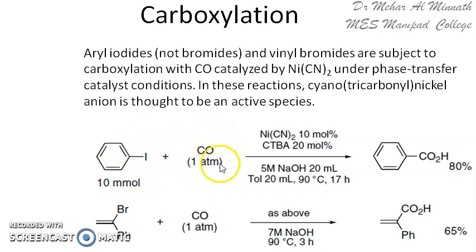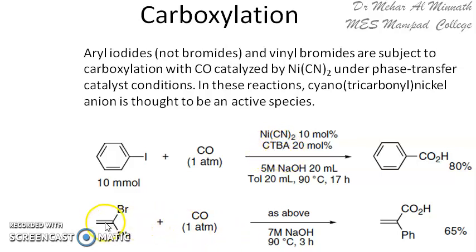You must make sure that it's not aryl bromide, it's only aryl iodide. It gets added to carbon monoxide in the presence of nickel cyanide, and you get the carboxylic acid. See, this halogen is replaced by COOH. That's the way you can write the product. Now here a phase transfer catalyst is used. Here you can see CTBA, that is cyanotricarbonyl nickel anion. That is a phase transfer catalyst.